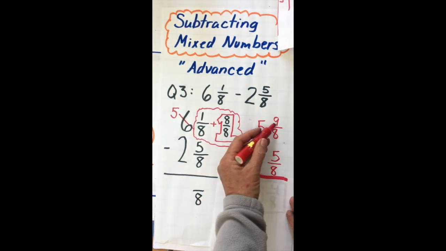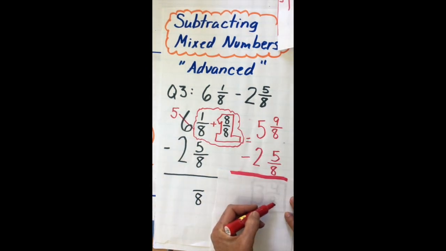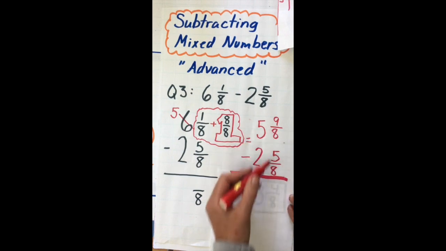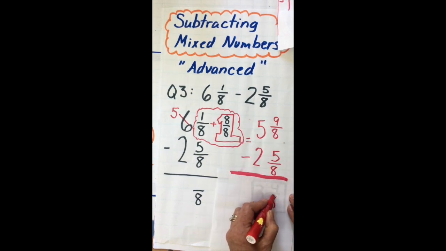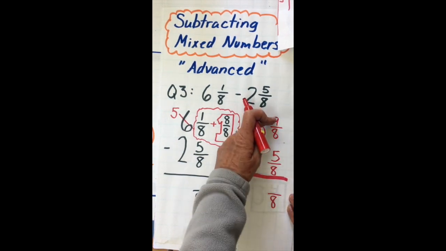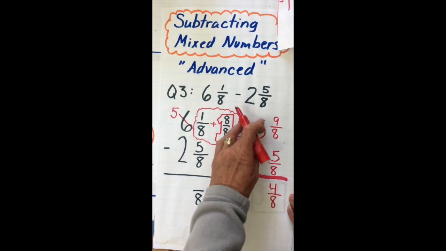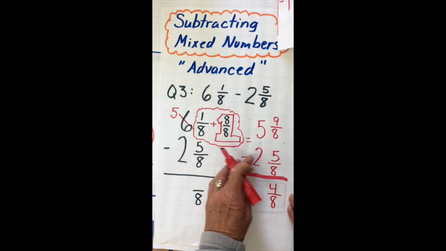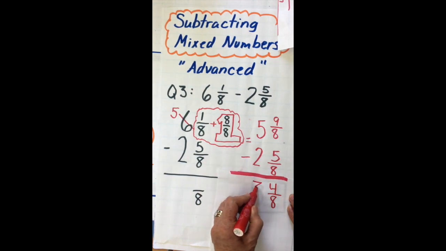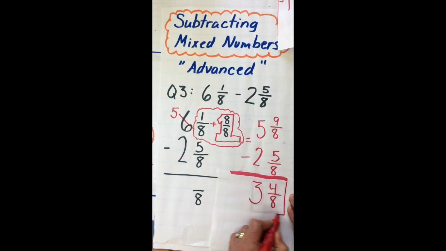Okay. So first I'm going to subtract the fractions. Adding and subtracting is plain to see. You match the bottoms perfectly. And then 9 take away 5 is 4. And now I'm going to go to the whole numbers. 5 take away 2 is 3. And then I'm done. I hope this video helps.